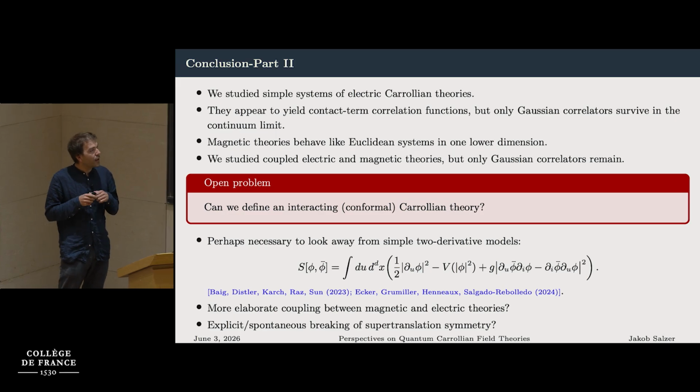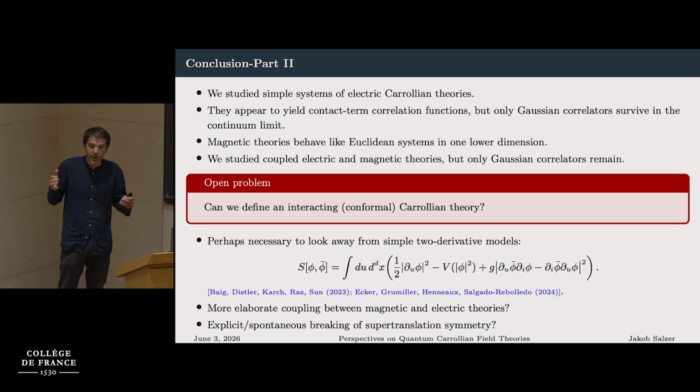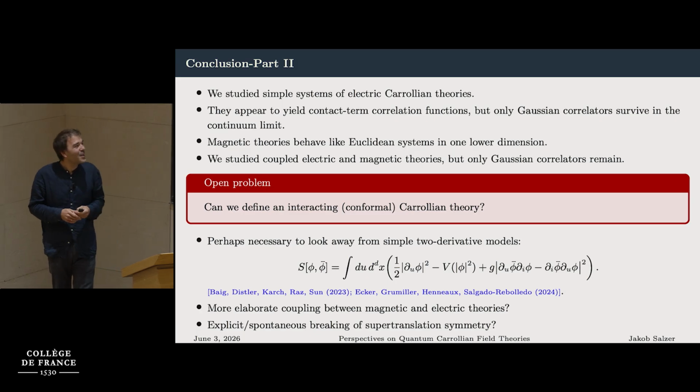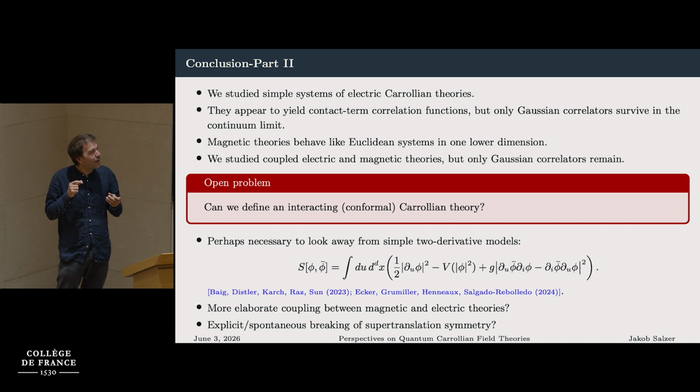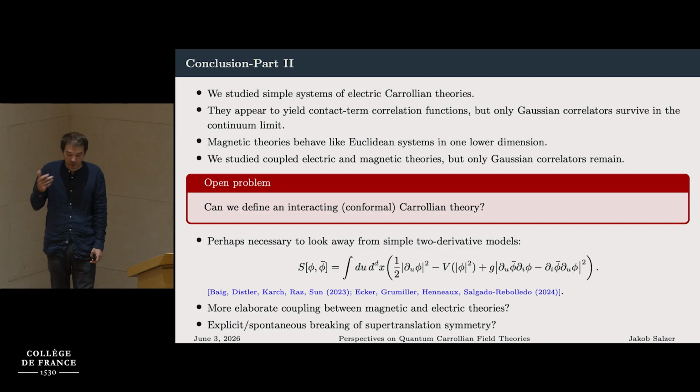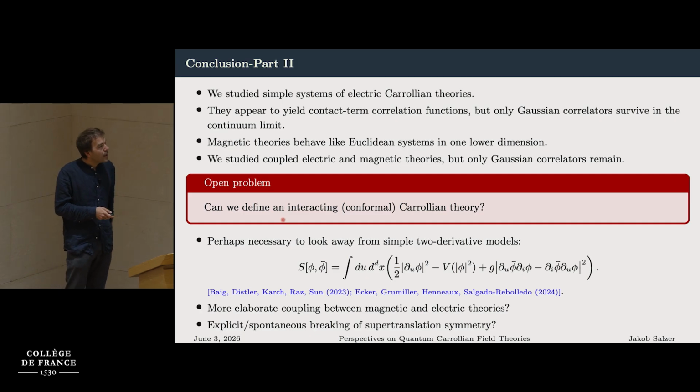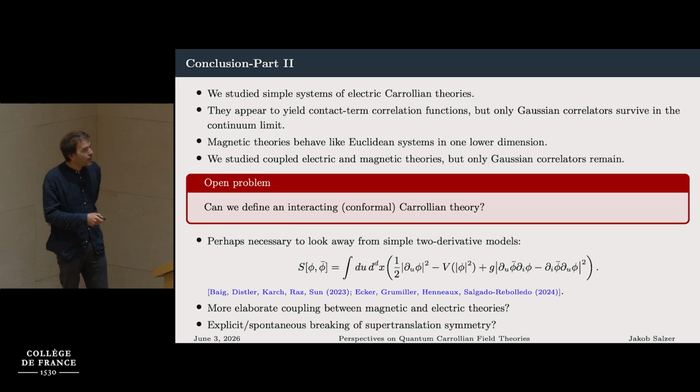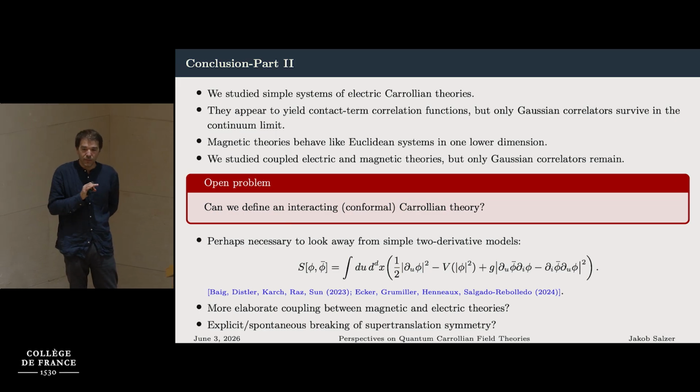Is it even possible to define an interacting Carrollian theory, or even better, an interacting conformal Carrollian theory? The classical theories exist for sure. We wrote down, Marc wrote down some Lagrangians. But for the quantum theories, if you need to regularize all divergences, can you do this in such a way that you don't only get Gaussian correlators? So we only looked at very simple ones. As far as I know, there's no example in the literature.